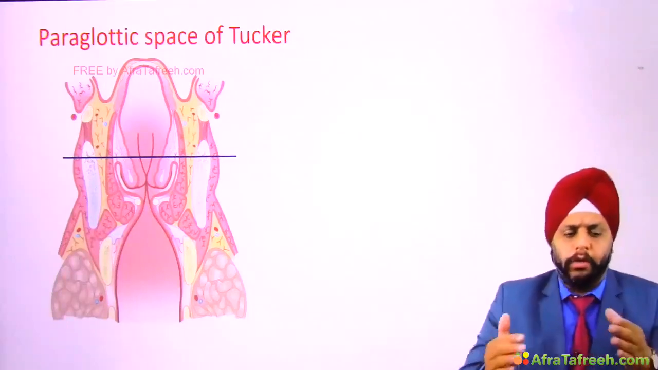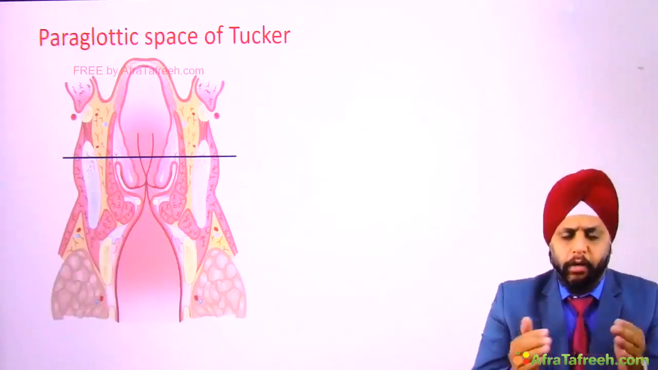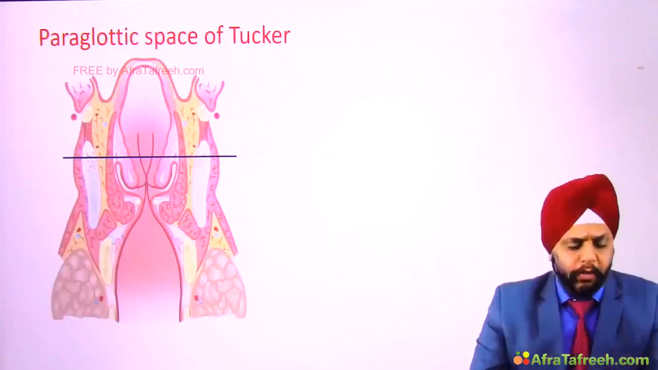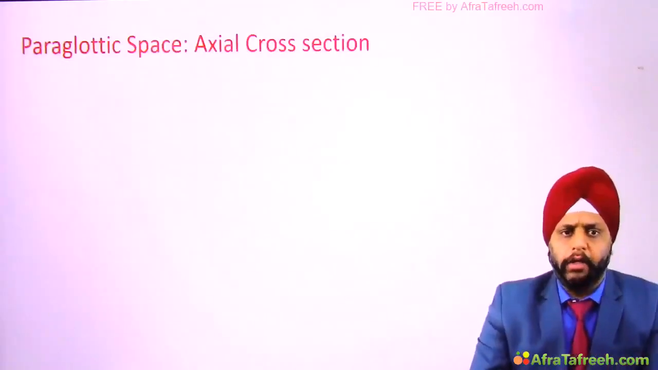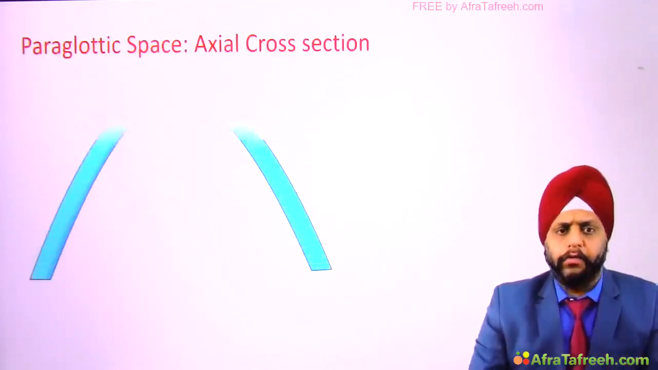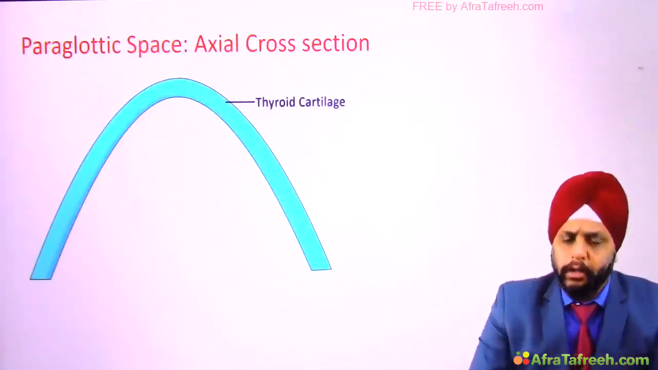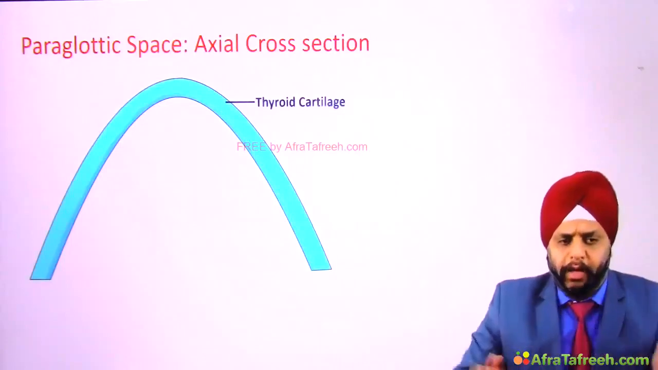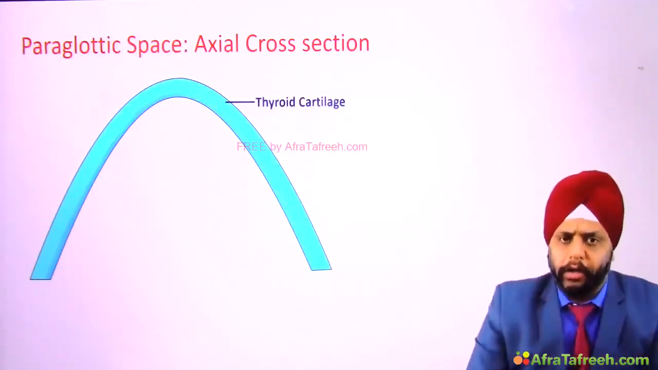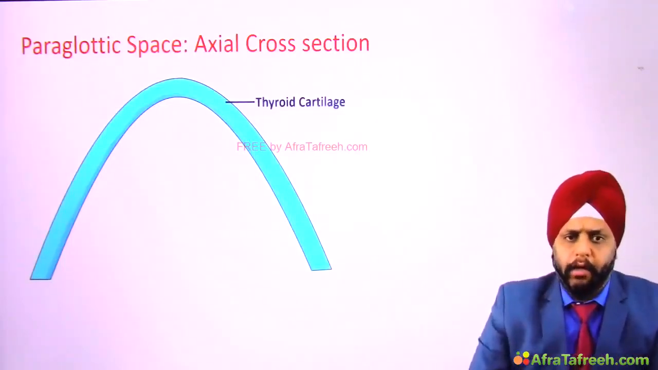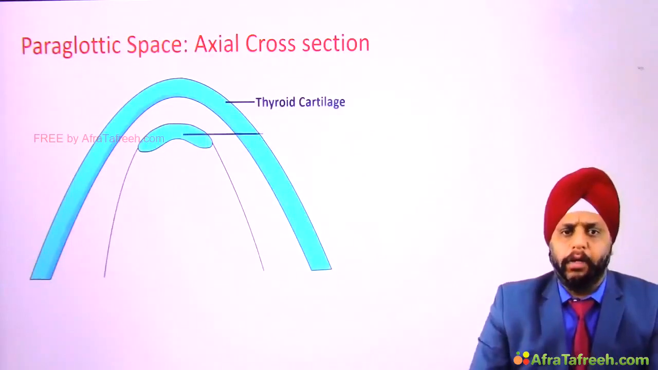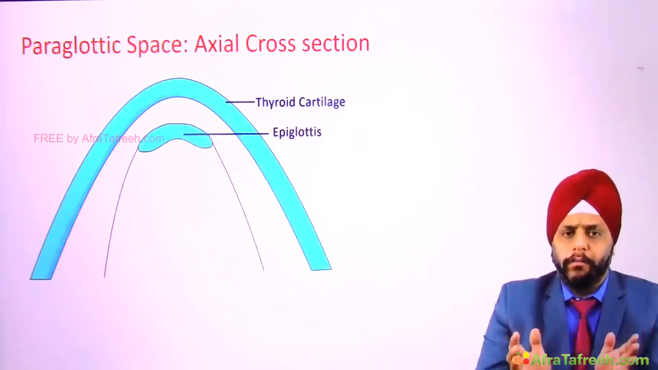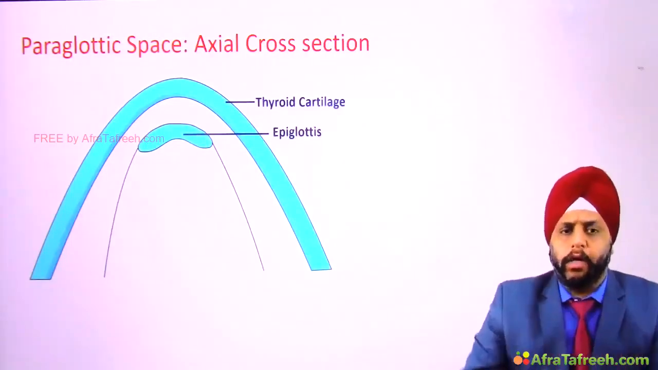So what do we see on the sides? You see, on the sides over here, we see the thyroid cartilage. Okay, so you see the axial cross section. This is the thyroid cartilage, right? Okay, now what is inside? So that was the anterolateral cartilage. What is inside? Inside we have the epiglottis and the membrane. Which membrane? The quadrangular membrane.